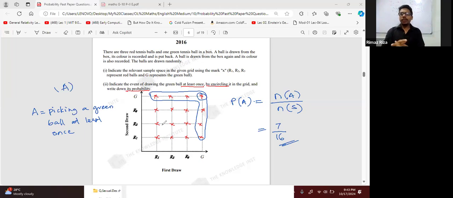Now, for example, let's say you are playing cricket. There are six balls in an over, right? So the event of you hitting a four at least once will come if you hit a four in the next ball also. You understand?